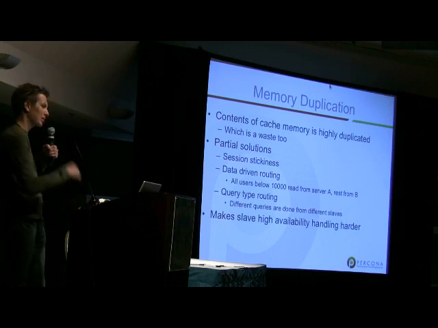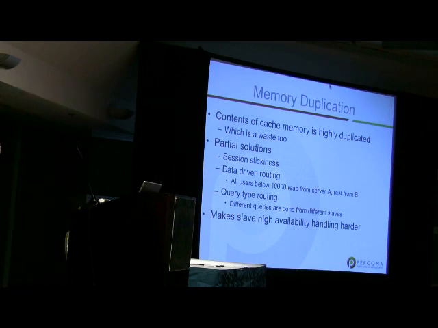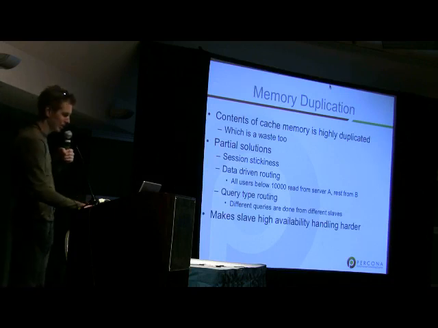The thing here is, when you use those techniques, it makes availability handling a bit more complicated, because now your slaves are not equal. They have roles, and when one of them is failing, you need to make a decision in a more complicated choice process.